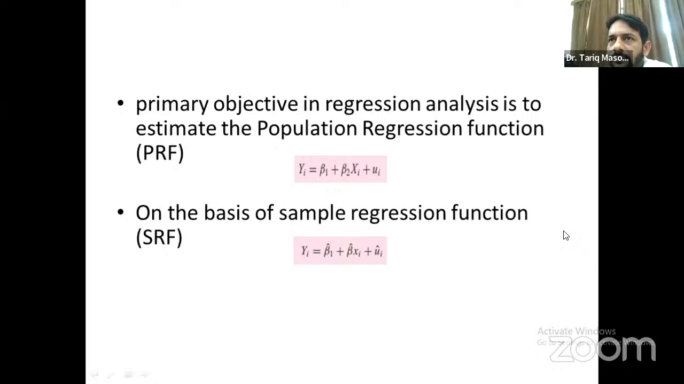There may be some current and future population, so we cannot cover the whole population. So it is not a feasible thing.